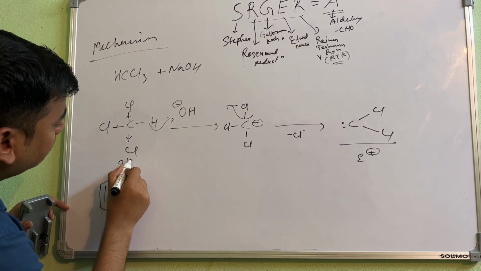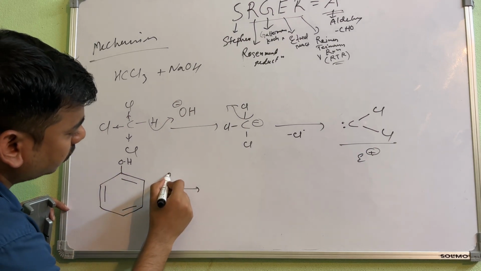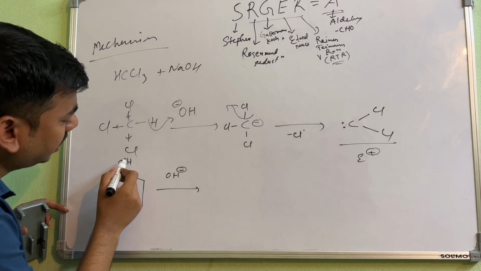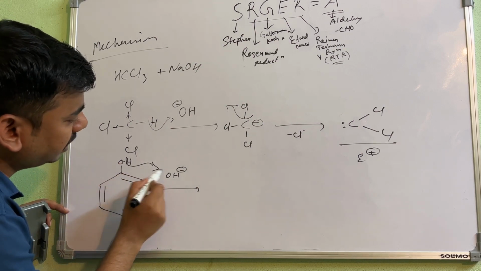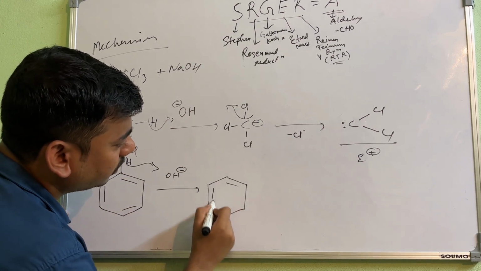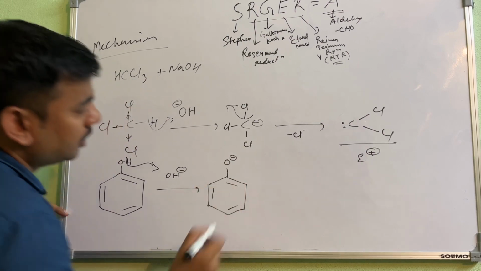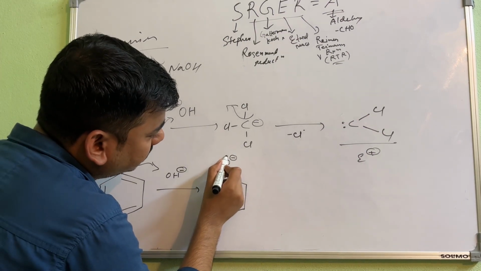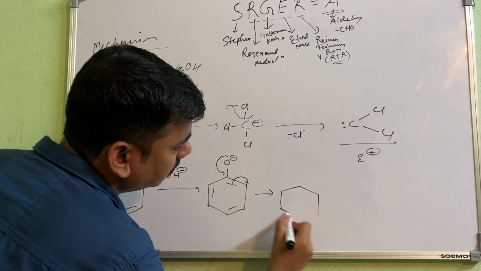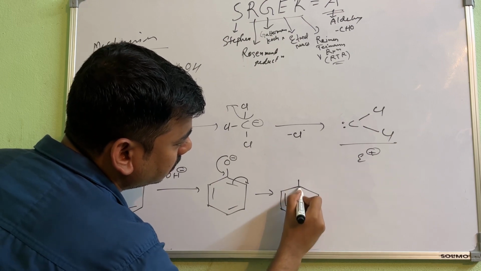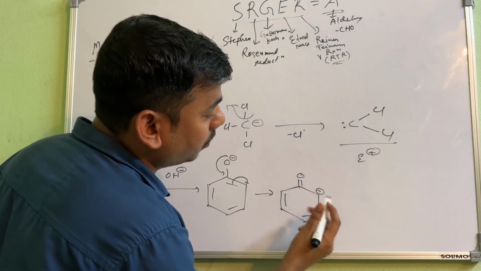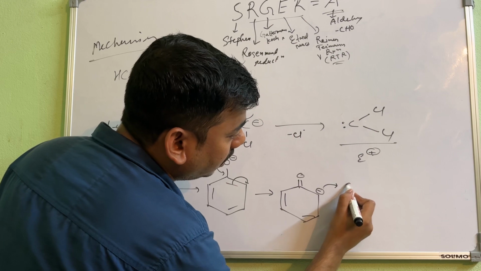This is our phenol. Okay, so in base OH minus is there, and you already know phenol is very acidic, so it is always ready to release H plus. So this H plus will be taken by this base, and it will convert to phenoxide ion, and the phenoxide ion is more stable than phenol, O minus. Okay, so now what will happen? This negative charge will come this way, and this is going to come here. Once carbon becomes negative, it is a better nucleophile compared to O minus, so it will attack our electrophile.